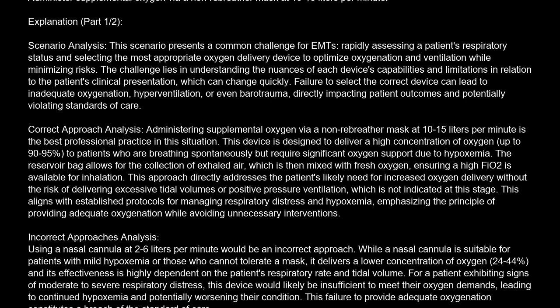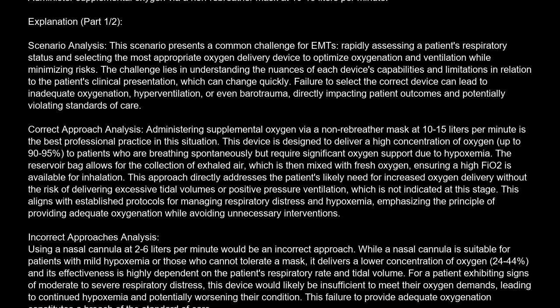Correct approach analysis. Administering supplemental oxygen via a non-rebreather mask at 10-15 liters per minute is the best professional practice in this situation. This device is designed to deliver a high concentration of oxygen, up to 90-95%, to patients who are breathing spontaneously but require significant oxygen support due to hypoxemia. The reservoir bag allows for the collection of exhaled air, which is then mixed with fresh oxygen, ensuring a high FiO2 is available for inhalation.